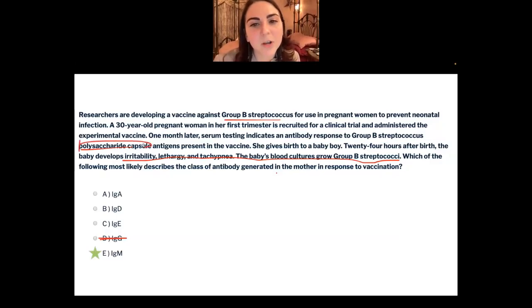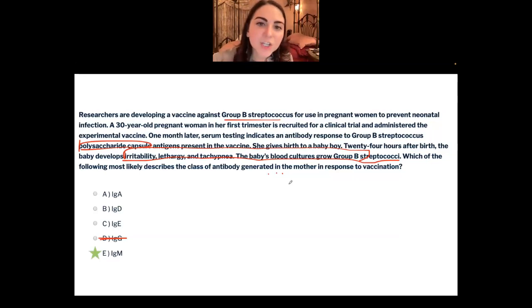Now, some of you guys mentioned class switching, which is tricky because it depends on if the T cells were activated, which we haven't talked about yet. So this wasn't really supposed to get you thinking about class switching. It was more so that the baby was not protected against the infection. The baby, oh, it's a boy. He could not have gotten any IgG.